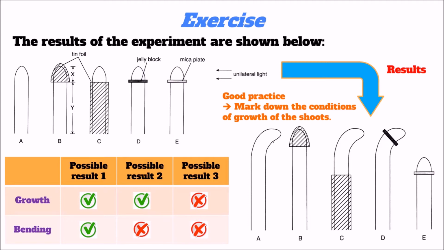So you can see that from setup A, growth with bending, and for setup B, only growth strictly, and for setup C, growth with bending, and for D, growth with bending, and for E, no growth, no bending. So at least you can mark down all the conditions first, so it can help you to answer the question easily.